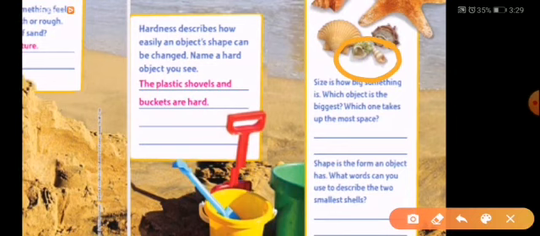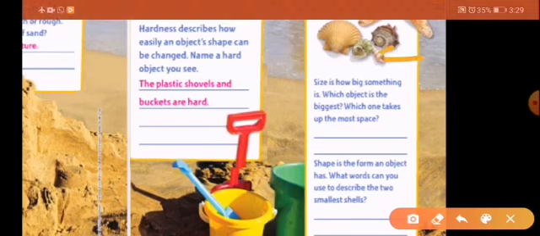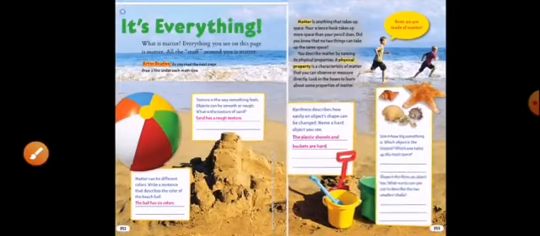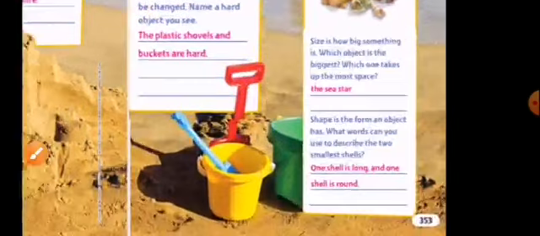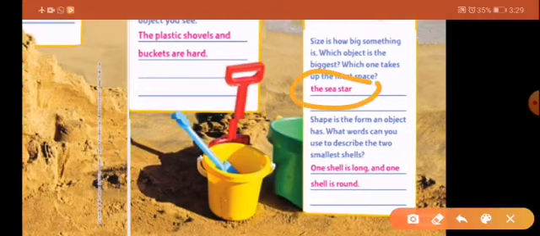So, how can we describe their shape? For example, one shape is long, the white one is long, and the other small shell will be round. So, for the size, the biggest one will be the sea star, and for the shape, one shell is long and the other one is round.